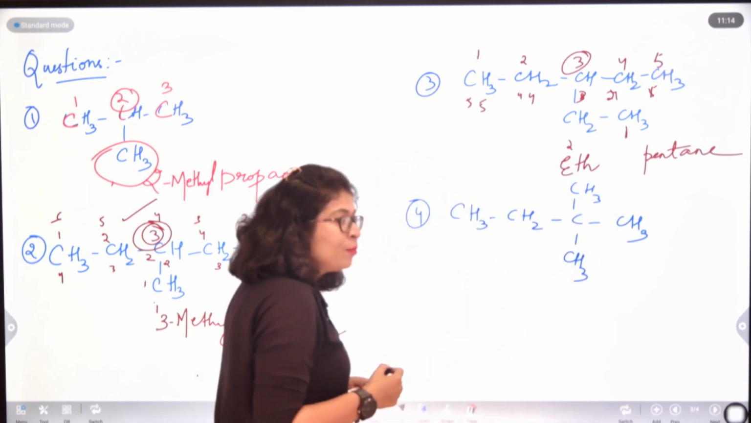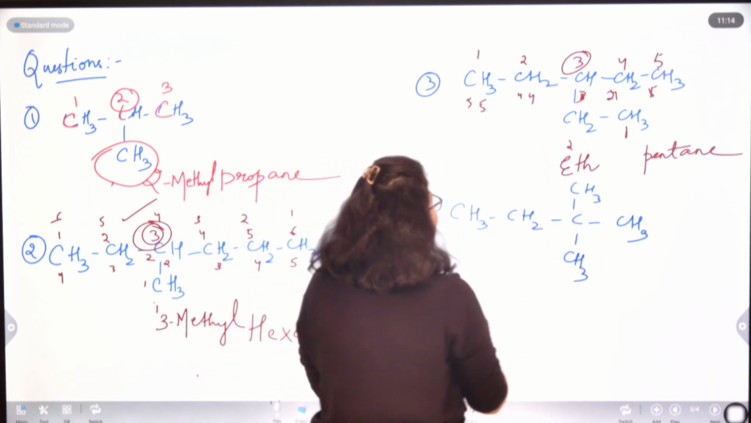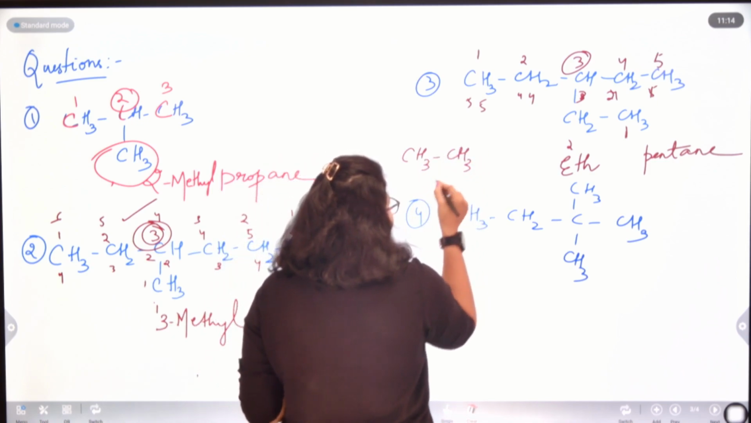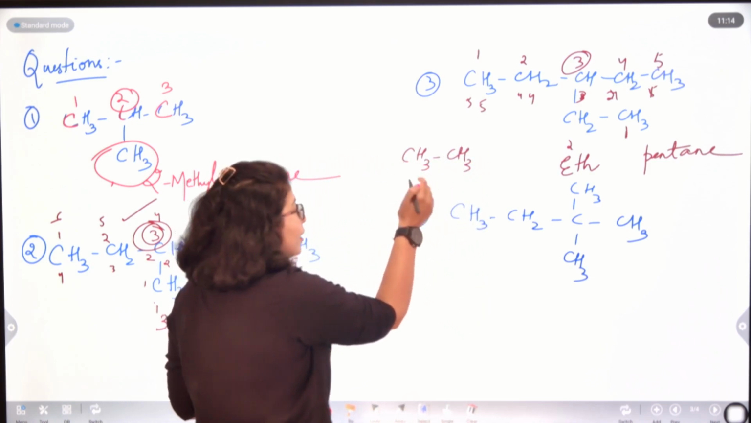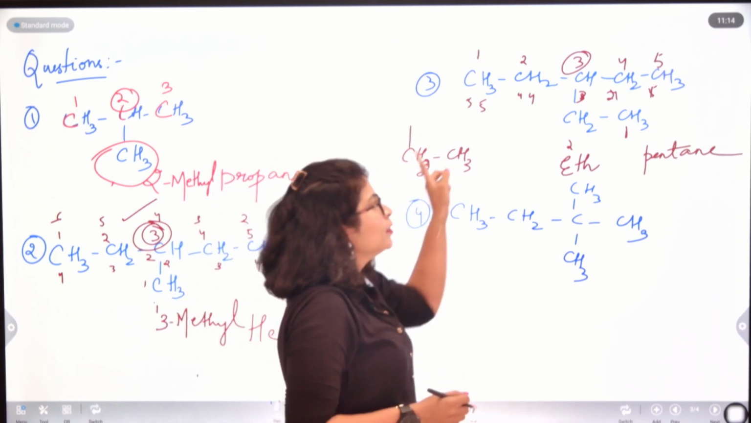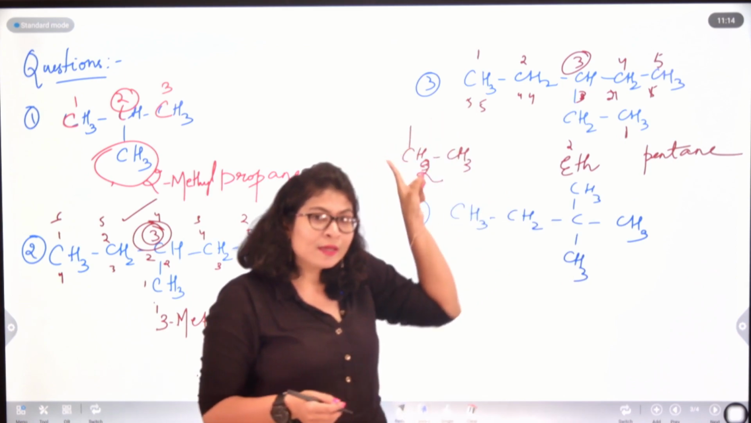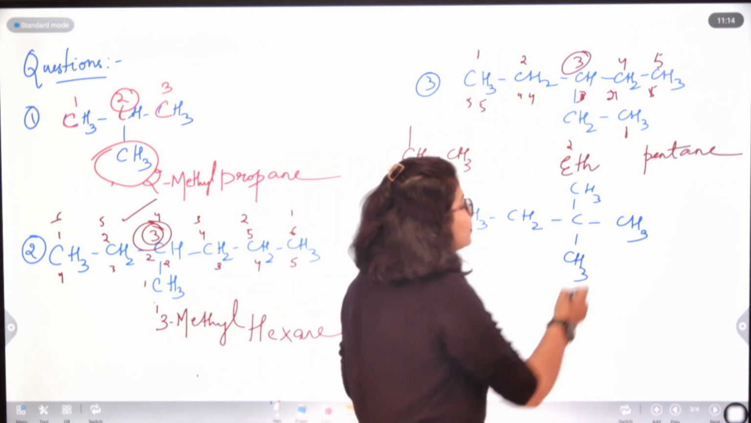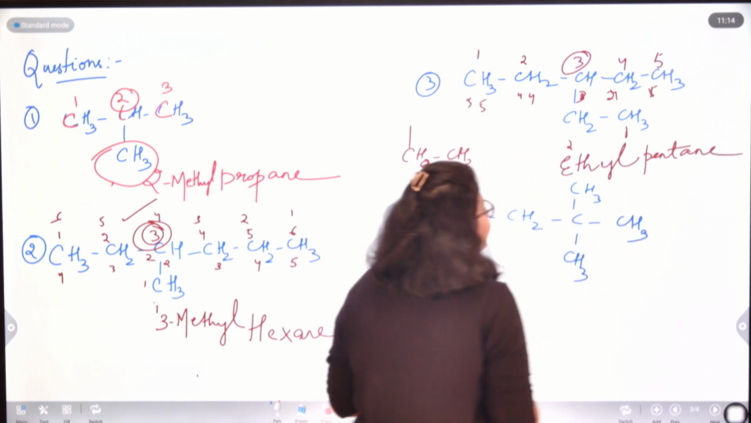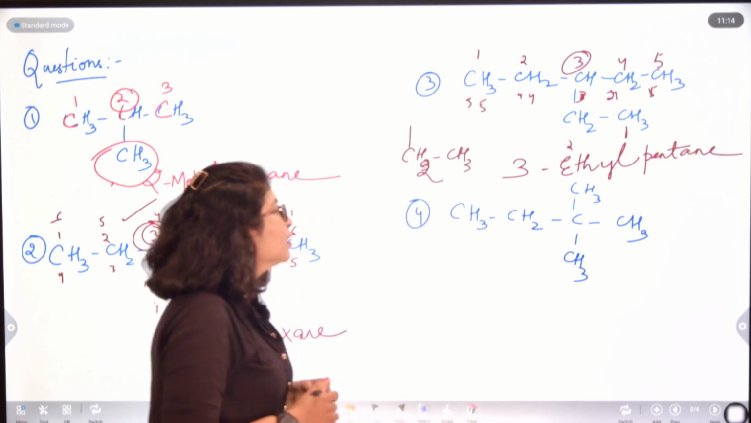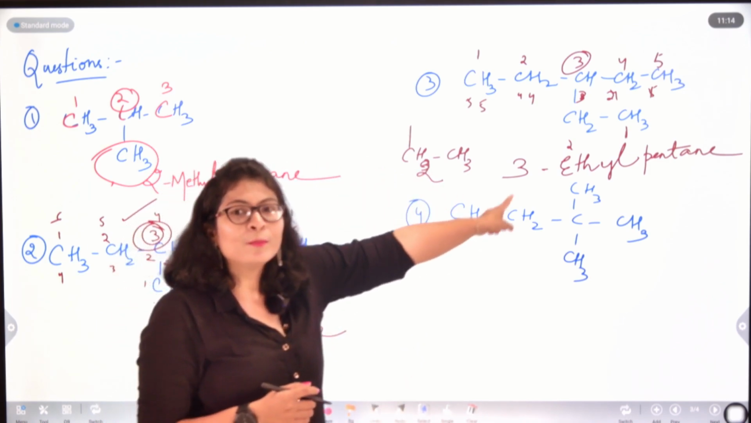And how is it formed? If there is an alkane called ethane, CH3, CH3, I will remove one hydrogen from any carbon atom, that becomes CH2, and I will bond it to another carbon, then I'm getting this. So from ethane, as I'm deriving this alkyl group, its name will be ethyl, and it is at the third carbon atom. So the name comes out to be 3-ethyl pentane.